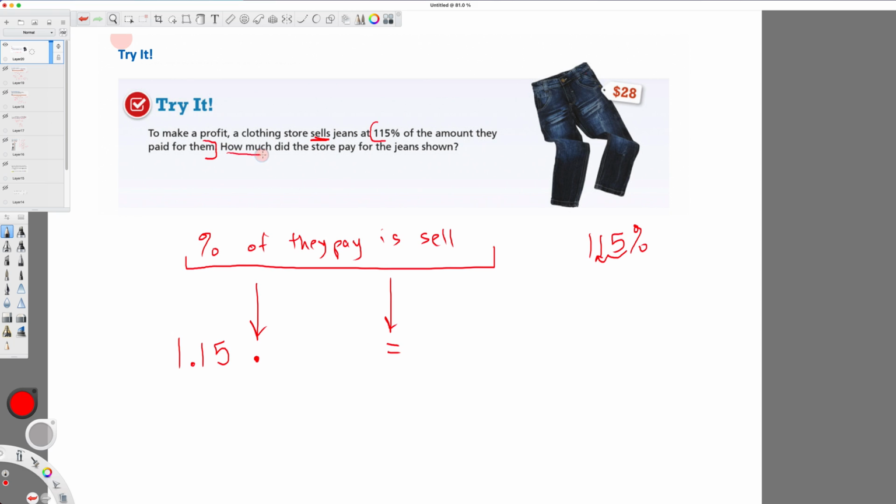And look at what the question is. How much did the store pay? We don't know. We know, or logically, it should be less than 28. If they're selling it for $28, they paid less than that. They marked it up, and then they sell it for something more than what they paid. So we don't know what they paid. I'm just going to call it X. And what they sell it for, well, it says right here, it's $28. So I'm going to put 28 here. So 115% is the decimal of some unknown amount that they paid is the $28 that they're selling it for. So since my coefficient is 1.15, I'm going to divide by that.